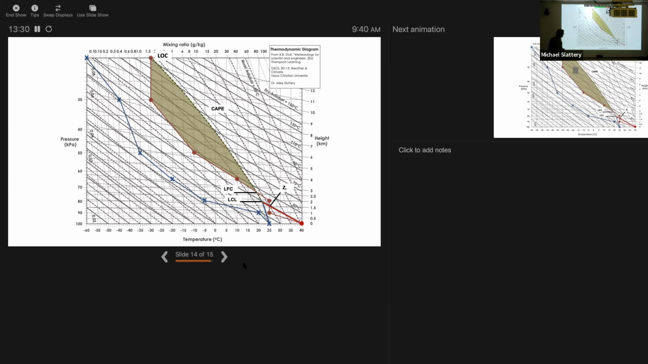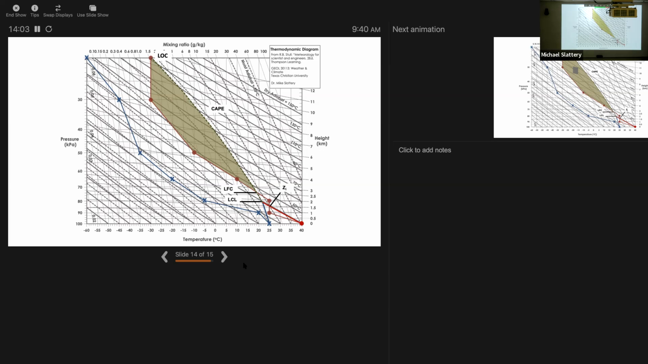Because remember, the air parcel, once we get it to its level of free convection, it's going to rise and cool at the saturated adiabatic lapse rate. That's great. How quickly will it rise, and what is the potential for convection and storms, and by extension, severe thunderstorms? So the convective available potential energy is just simply the area inside this shaded part here between the environmental lapse rate and the saturated adiabatic lapse rate.